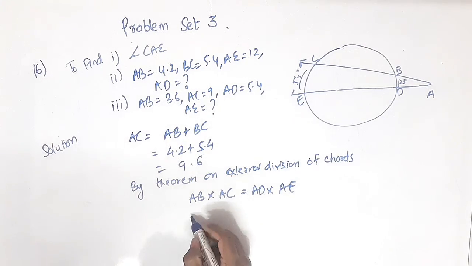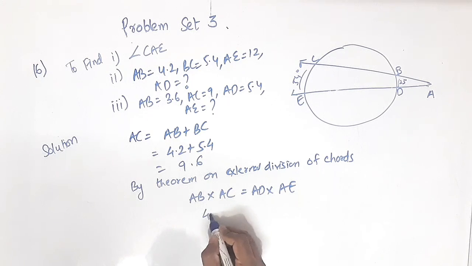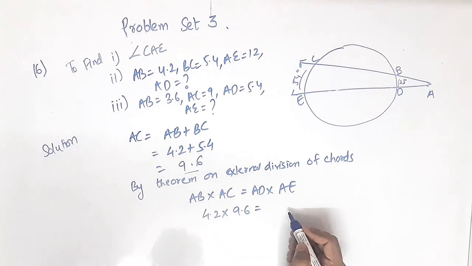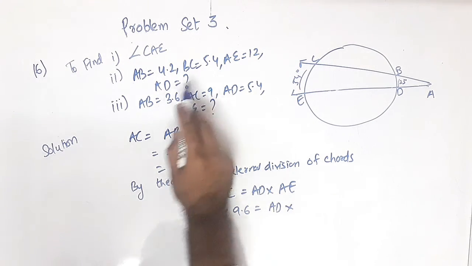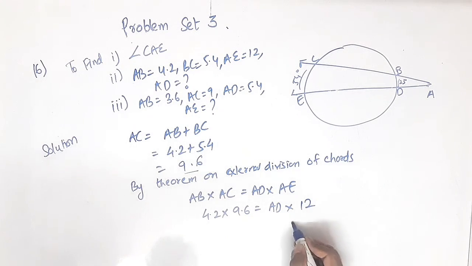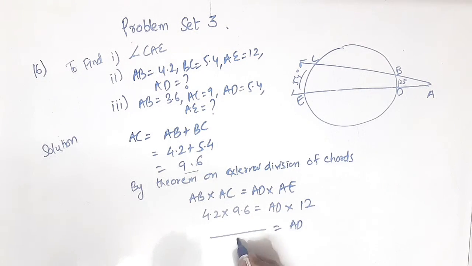Okay, so AB is how much? AB is 4.2, AC you just found, AC is 9.6, AD we have to find, and AE is given, AE is 12. So AD will remain here, 12 will move there into the denominator, 4.2 into 9.6. Okay, so 12 ones are 12, eights are, but this will not be 8, this will be 0.8. So how much is AD? AD is 4.2 into 0.8.